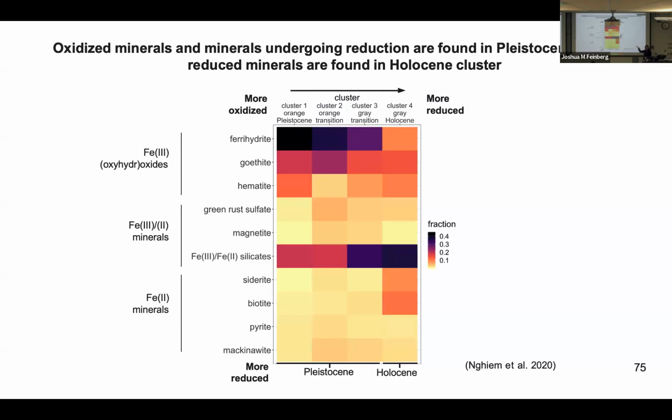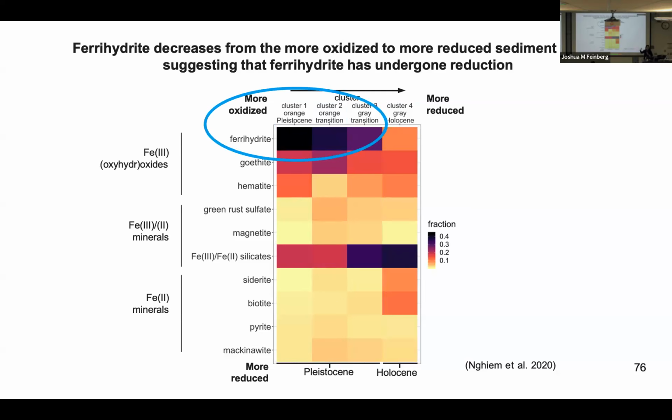So specifically, for example, we can take a look at ferrihydrite. When we look at ferrihydrite, our very amorphous iron 3 mineral, we can see that it decreases from the more oxidized clusters to the more reduced cluster, suggesting that our ferrihydrite has undergone reduction.